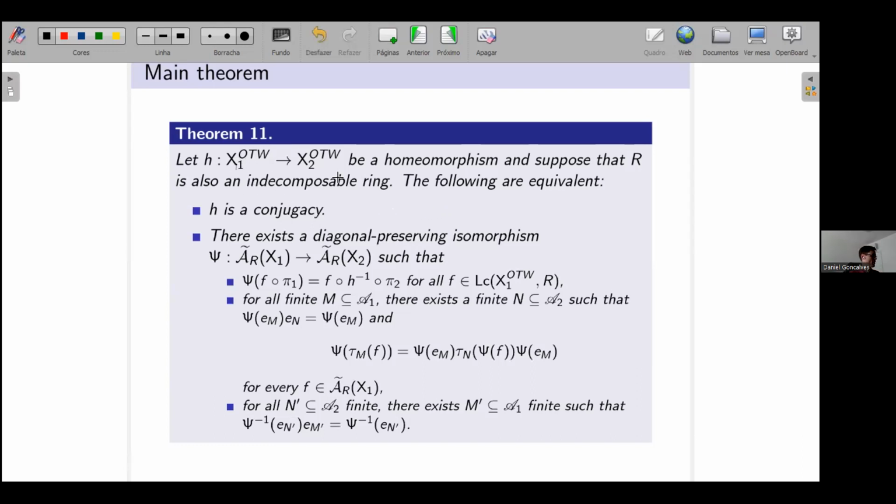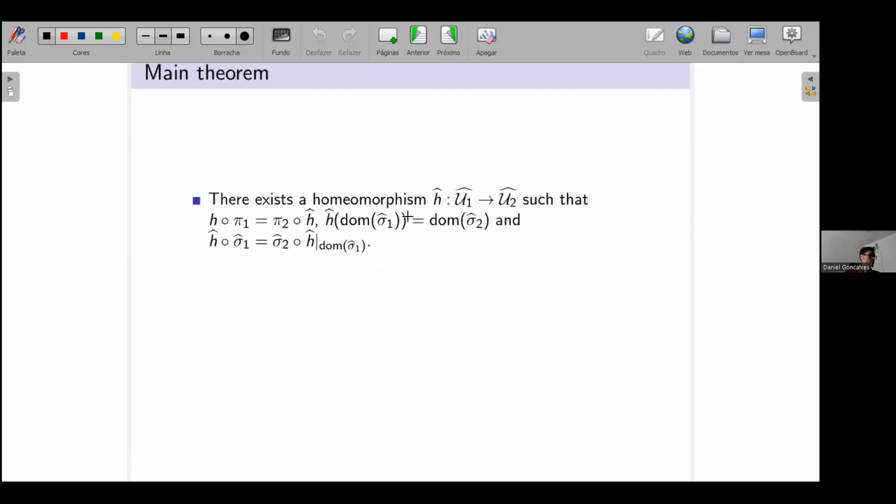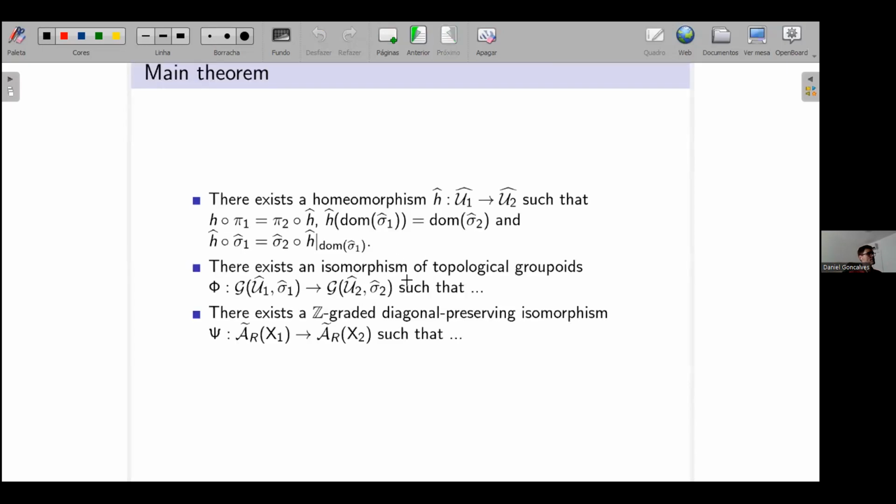So a conjugacy of Ott-Tomforde-Willis subshifts is the same as an isomorphism of our algebras that preserves the diagonal, and there are certain projections here that are commuting. But we can also describe it in terms of isomorphism of the cover space, the bigger space. So this would really be a conjugacy of the bigger space. Having a conjugacy of the space of the ultrafilters is the same as having a conjugacy of the Ott-Tomforde-Willis subshifts, and the same as having an isomorphism of the groupoids, such that a few more conditions hold.